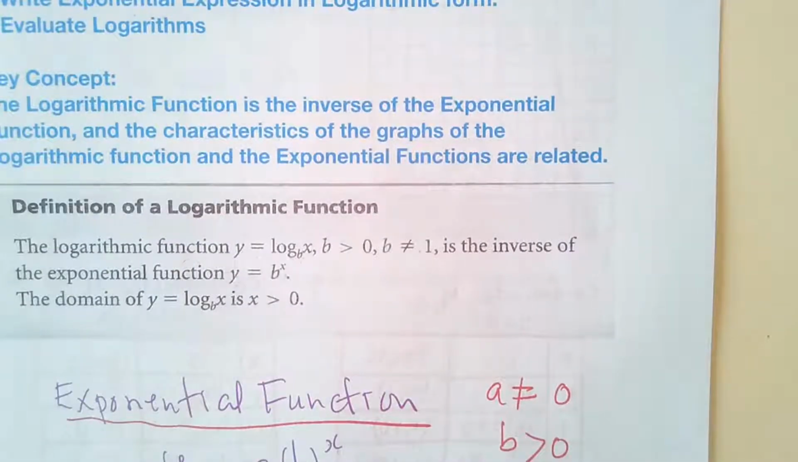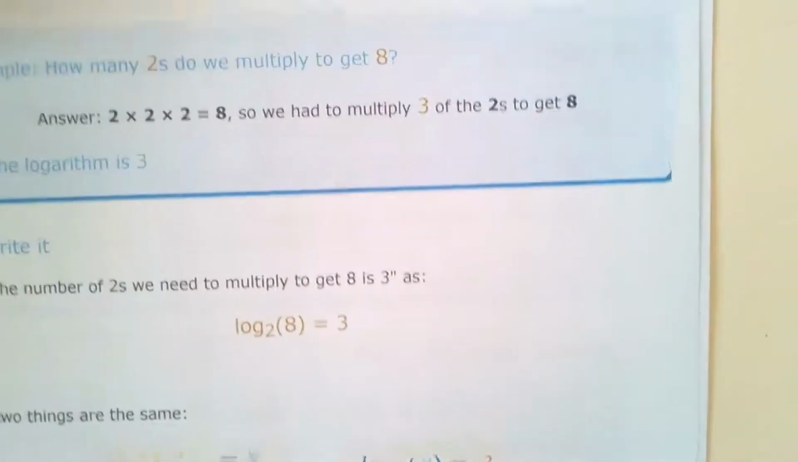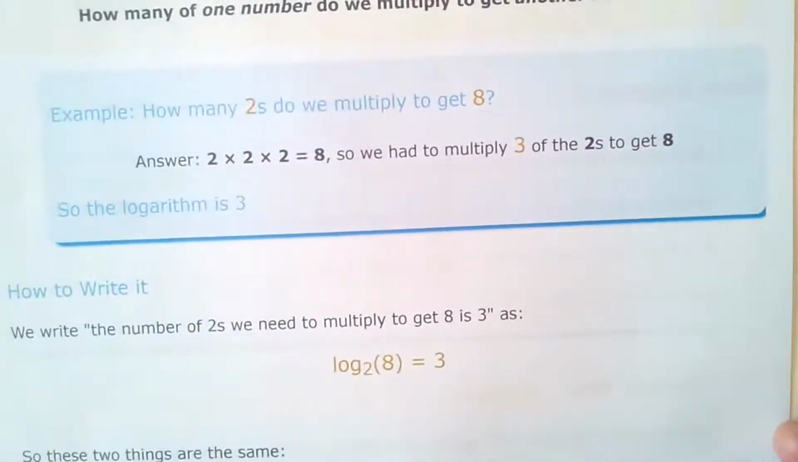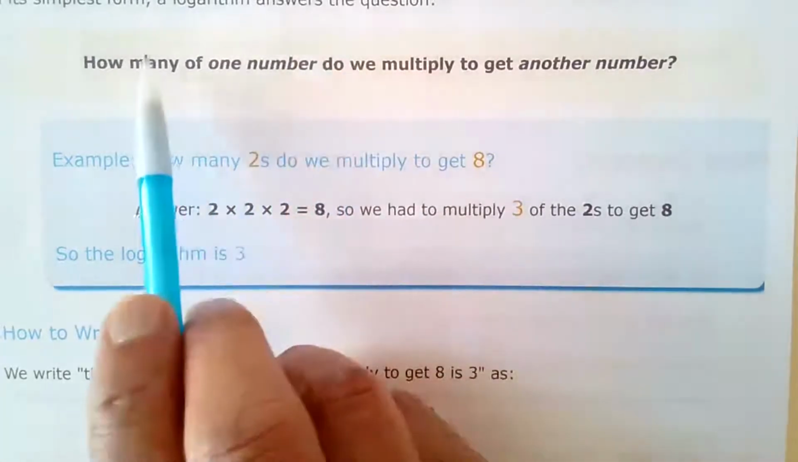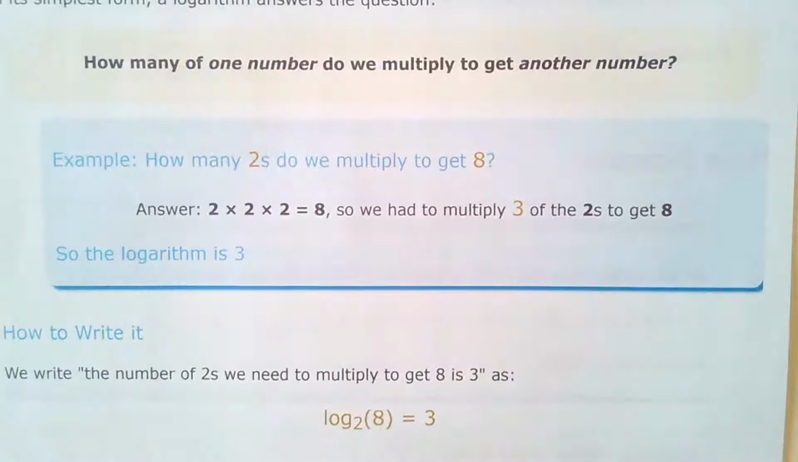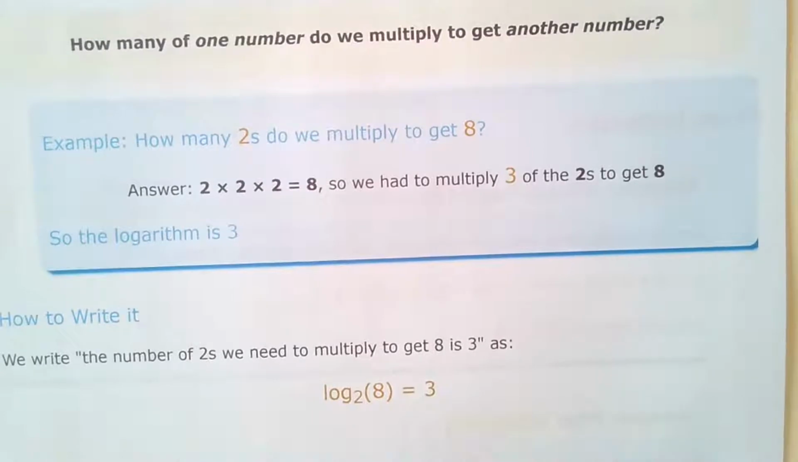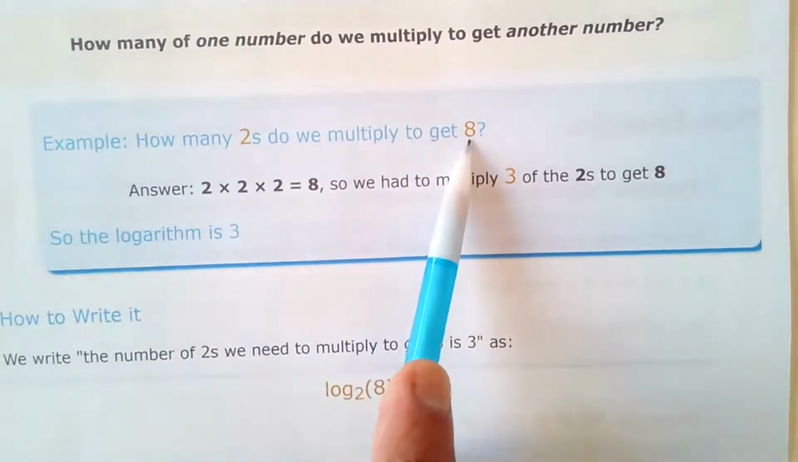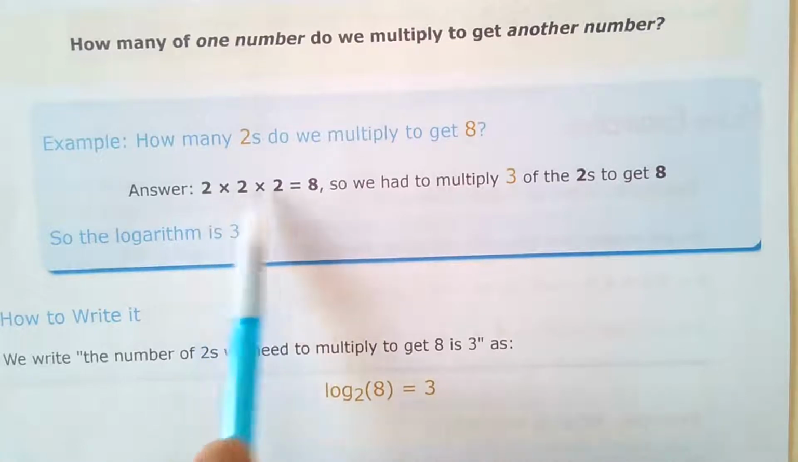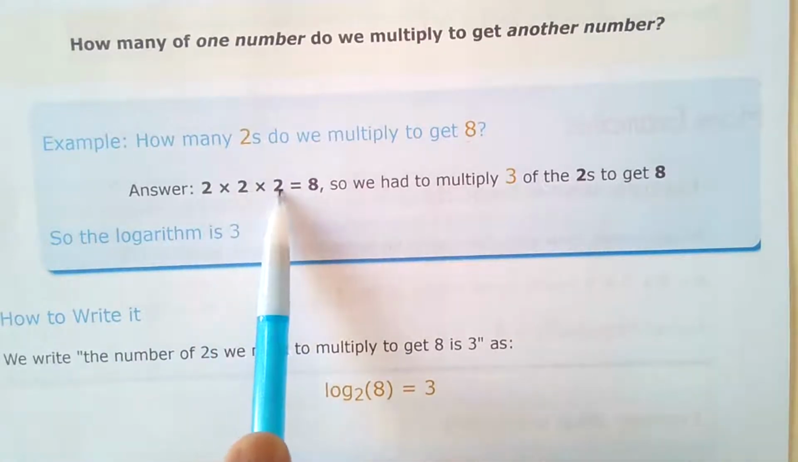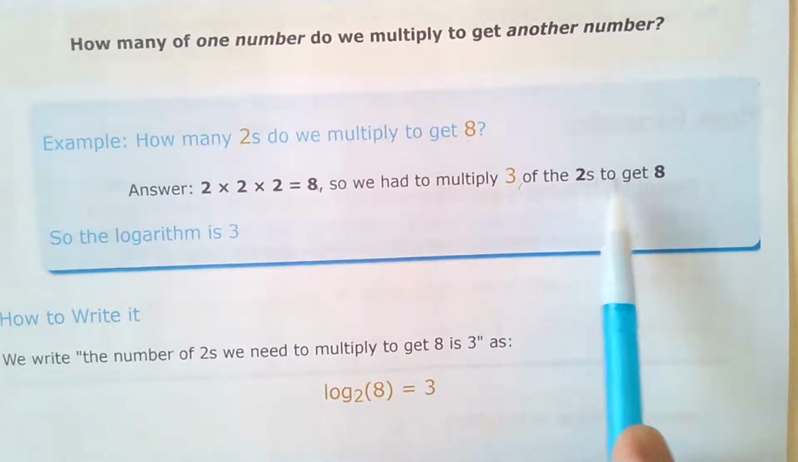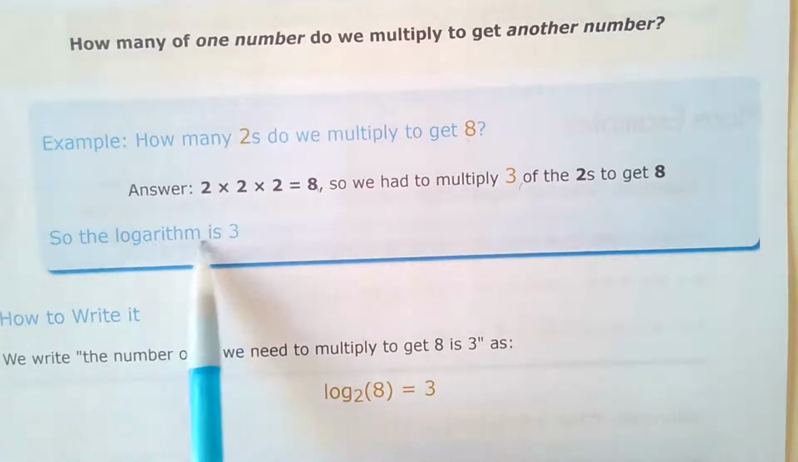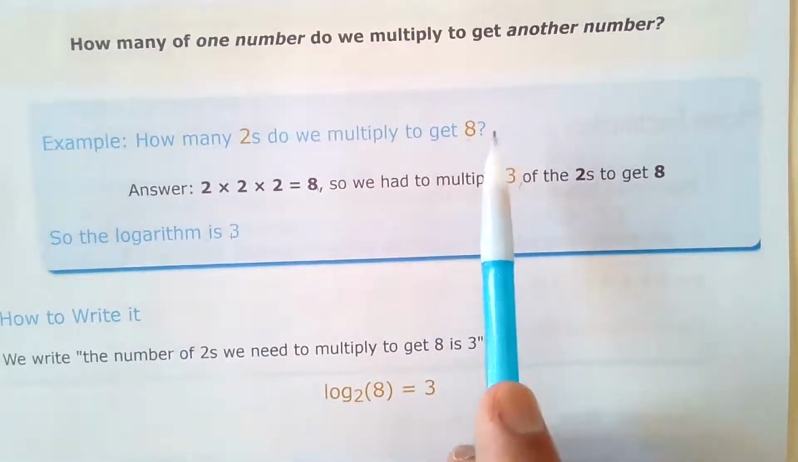Just to recap, now let's look at a brief introduction to logs. In simplest form, a log answers the question: how many of one number do we multiply to get another number? In this example, how many 2's do we multiply to get 8? There are 3 2's. 2 times 2 times 2 equals 8. So we had to multiply 3 of the 2's to get 8. So the logarithm of 8 is 3.